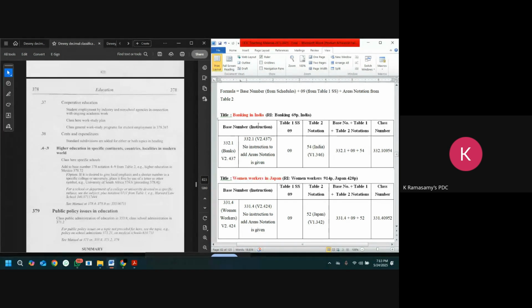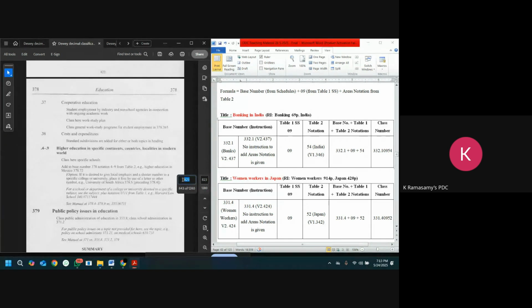For example, we have received a book called Banking in India. The number for banking is 332.1. Number for India is 54. Problem. I need to find out whether there is any instruction given under 332.1 toward any areas.